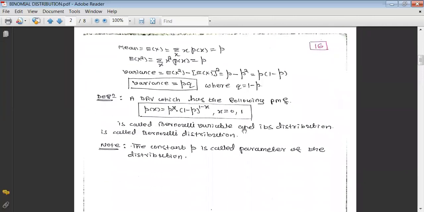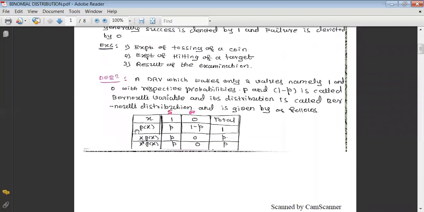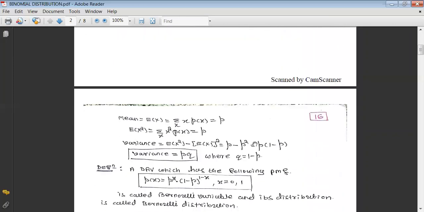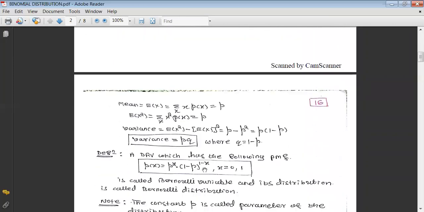That is, we say that a discrete random variable which has the following probability mass function, that is p of x equals p raised to x into 1 minus p raised to 1 minus x, where x takes the values 0 and 1, is called a Bernoulli variate, and its distribution is called the Bernoulli distribution. And as I told, this is the tabular form and this is the functional form of that distribution.